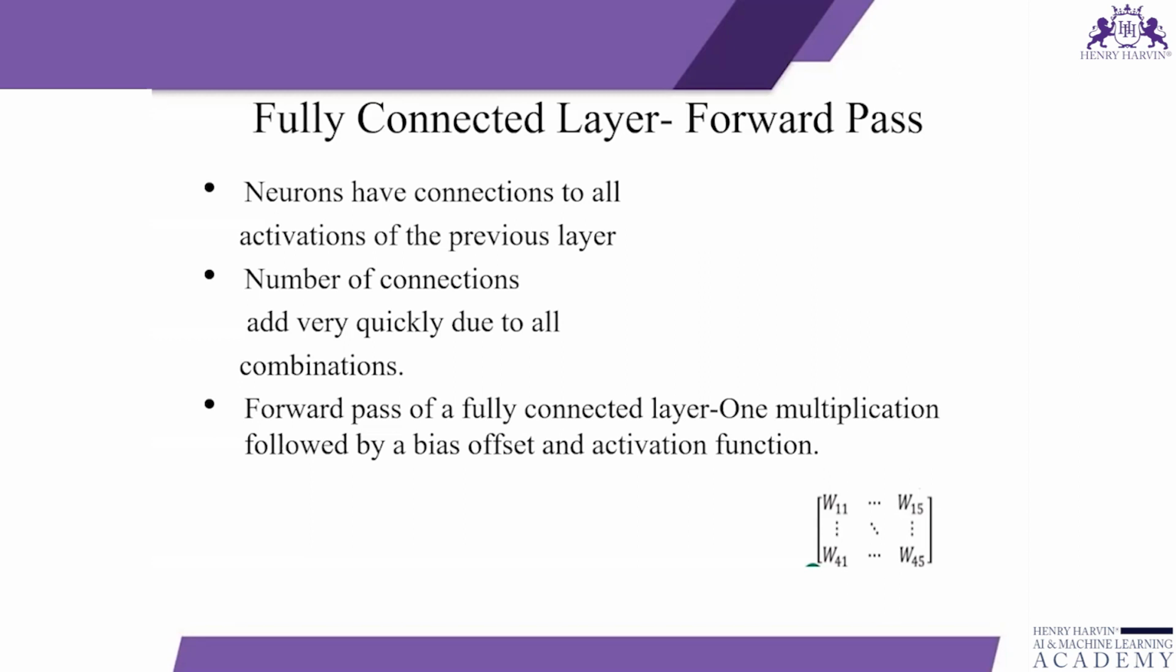When we do a forward pass of a fully connected layer, it is essentially just one matrix multiplication followed by a bias offset and then the activation function, and you will soon see what we mean by this. Neurons have connections to all the activations of the previous layer. The number of connections adds up very quickly due to all combinations.